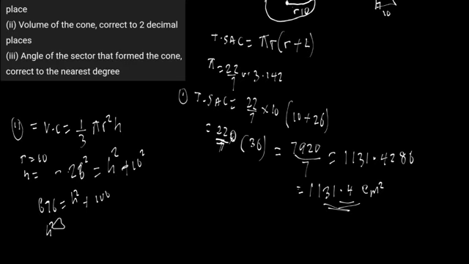Now h squared is equal to 676 minus 100, because the plus, when it comes to this side, returns to minus. 676 minus 100 gives us 576. So h squared is equal to 576. Now to get the value of h, the height, you have to take the square root of both sides.